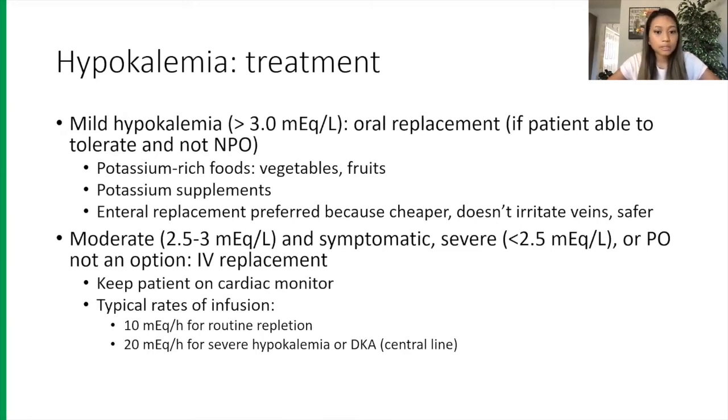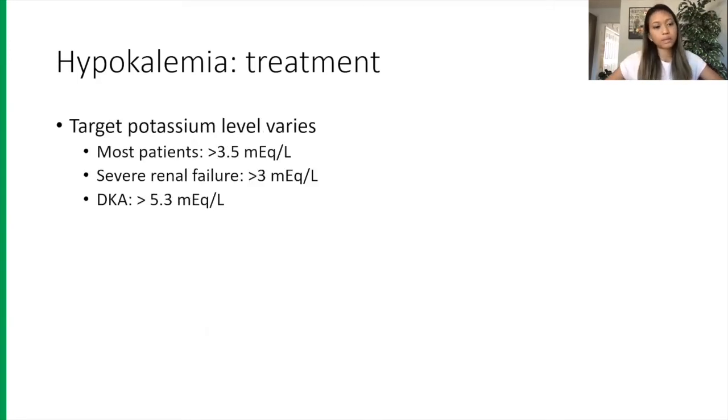Next. For mild hypokalemia, you can replace it orally, give them foods or supplements. This is preferred because it's cheaper, it doesn't irritate your veins, and it's safer. If you have moderate hypokalemia or they're symptomatic, or it's really severe, PO is not an option. You have to replace it IV. Keep them on a cardiac monitor because replacing potassium and getting hyperkalemia is very dangerous. The typical rate of infusion is 10 milliequivalents per hour for routine repletion or 20 milliequivalents per hour for severe hypokalemia or DKA. For that, you need to use a central line or 2 peripheral lines.